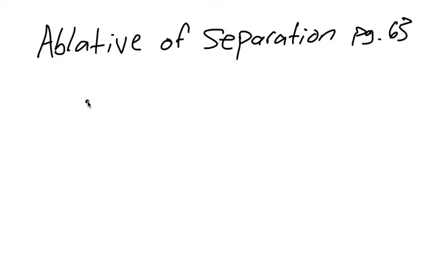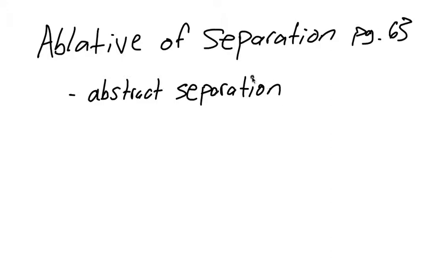Okay, so the ablative of separation is really used for two things. It's used for an abstract separation. I know that sounds kind of weird, but for instance, I can free you from danger, I could free you from anxiety, like I can free your mind from care, or I can free you from fear, or I can free you from slavery. Okay, so you're not actually physically separating something from another thing.